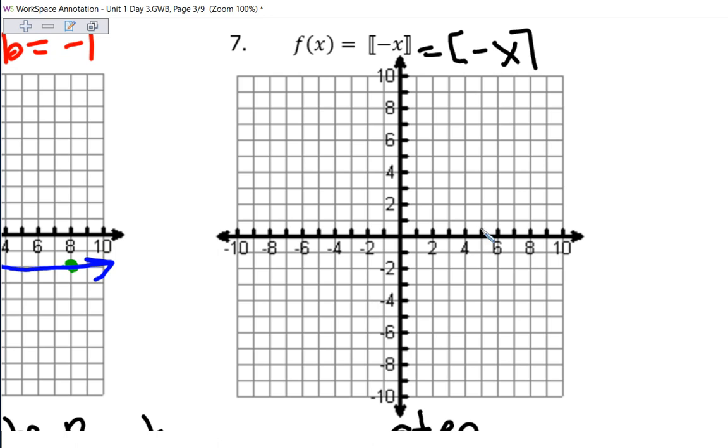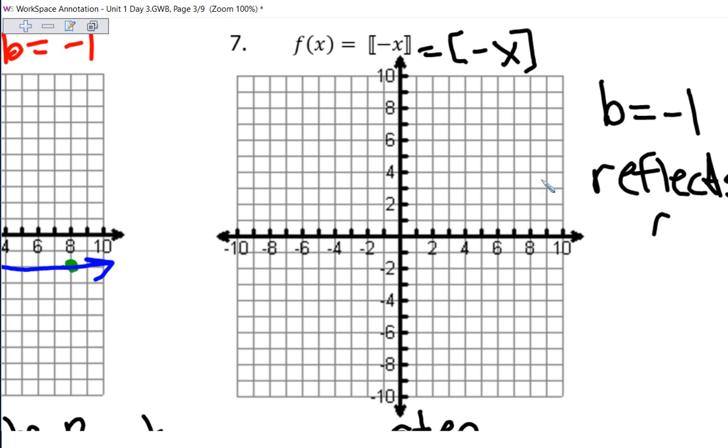Okay, now, for this one, is that the a value that's negative or the b value? That is the b value that's negative. So if the b value is negative, which axis does it reflect over? The y. Let me draw the parent function, that way we can see what's happening.